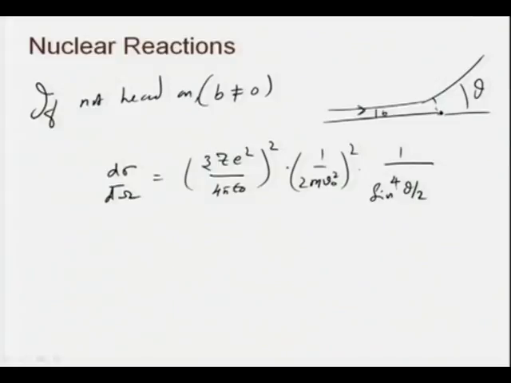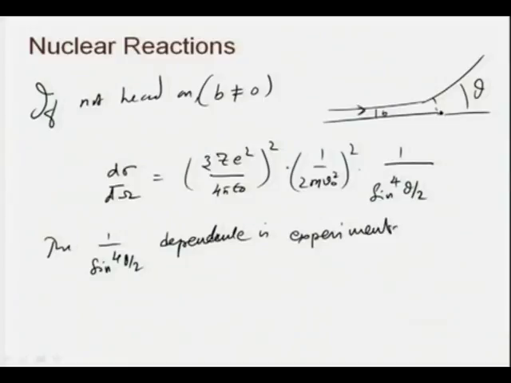So, this particular dependence like 1 over sin power 4 theta by 2 is something which you can check. The angular dependence of this d sigma over d omega can be checked experimentally. The 1 over sin power 4 theta by 2 dependence is experimentally confirmed in Rutherford scattering experiments. Okay.